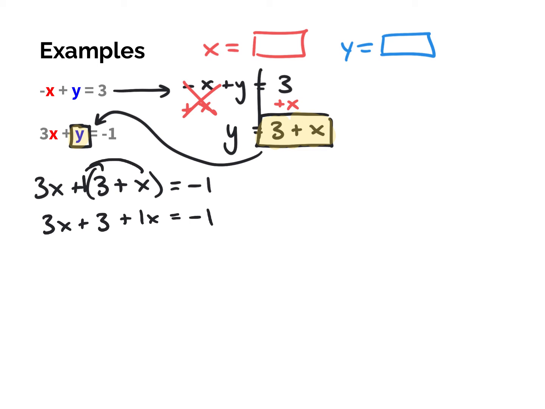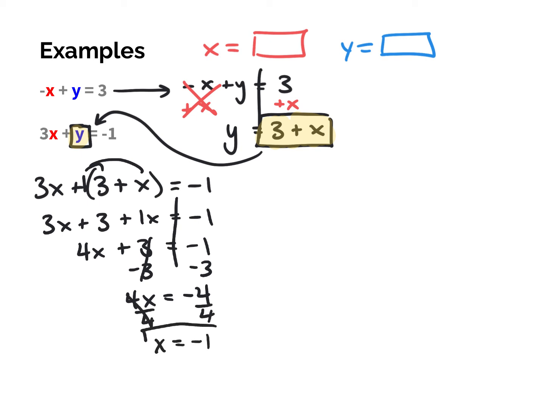Now simplifying like I did before, gather my x's. I have all the x's on the left side, so 3x and 1x give me 4x, plus 3 equals negative 1. Now when I subtract 3, doing my inverse operations, I get 4x equals negative 4. Then dividing both sides by 4, I get x equals negative 1. So there again, I solved for x by substituting in for y. And now I know what x is.